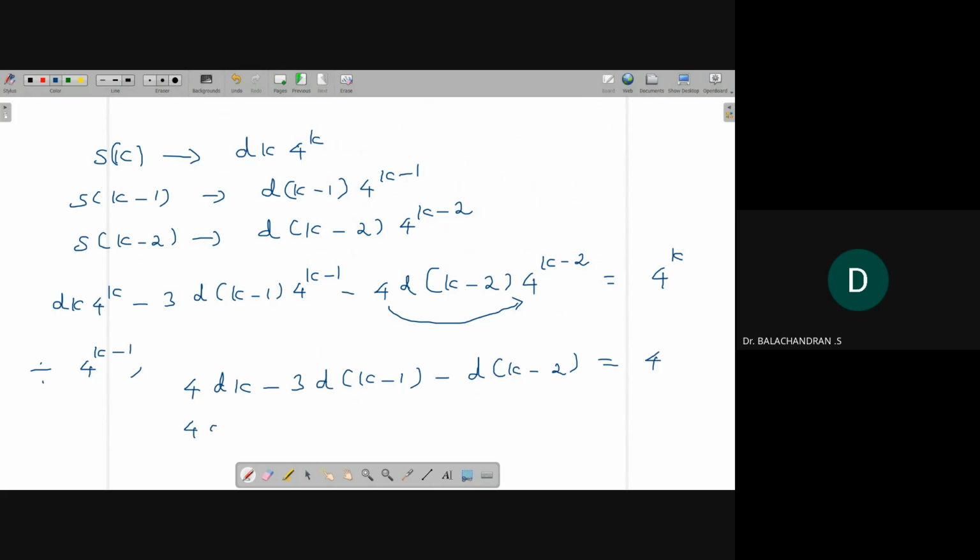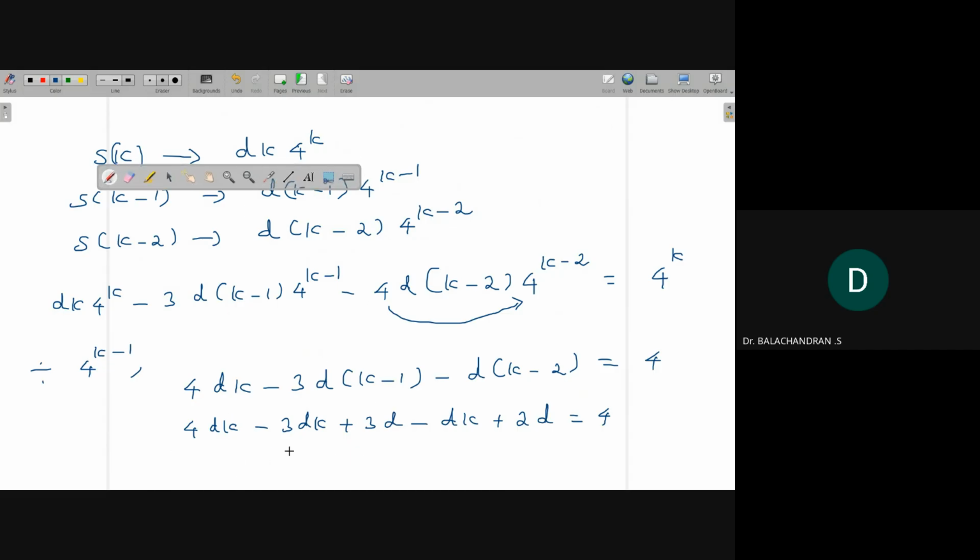So 4 dk minus 3 dk plus 3d minus dk plus 2d equal to 4. So here the dk terms, plus 4 dk minus 4 dk, get cancelled. So 3 plus 2, 5d equal to 4. This implies d equal to 4 by 5.